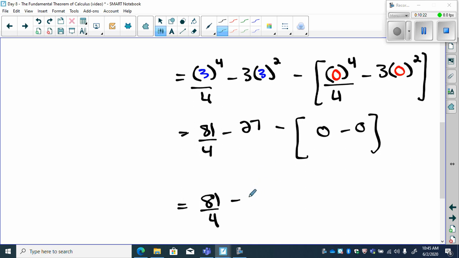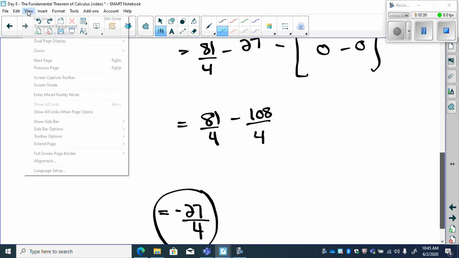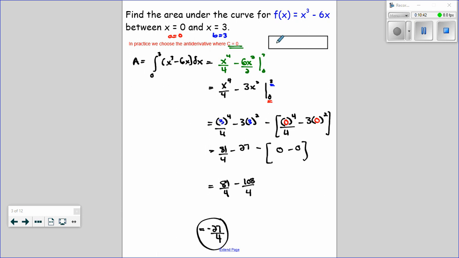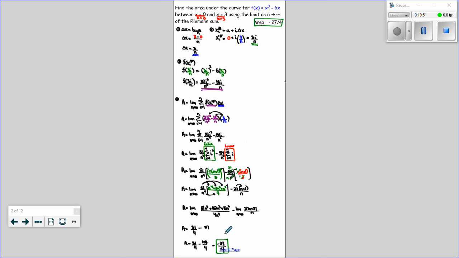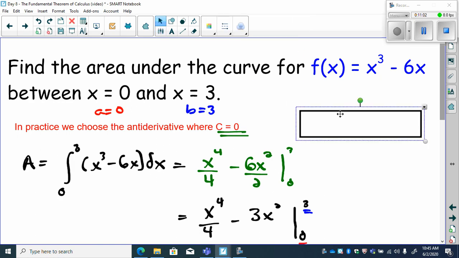Well, 27 over 1 becomes 108 over 4. When I subtract, I end up with 81 minus 108 to give me negative 27 over 4. Now, check this out. Using a definite integral, I was able to come up with the area equal to negative 27 over 4, which is the same thing I got when I used an infinite Riemann sum, only it took a whole lot longer.